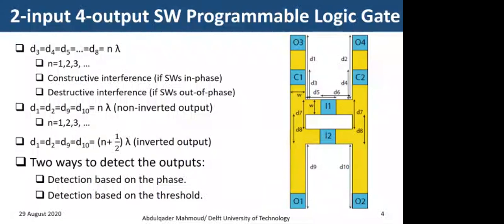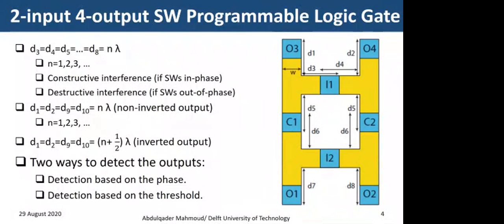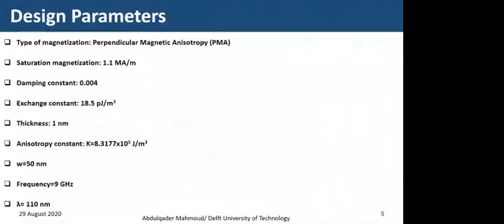As you can see here, C1 and C2 are closer to O3 and O4 than O1 and O2, which causes an unbalanced gate. In order to balance the outputs, we moved C1 and C2 to the middle in order to make O1, O2, O3, and O4 have the same energy and achieve a fan-out of 4. In order to validate this gate, we made use of these parameters and fed them to the micromagnetic software, which is the Object Oriented MicroMagnetic Framework.